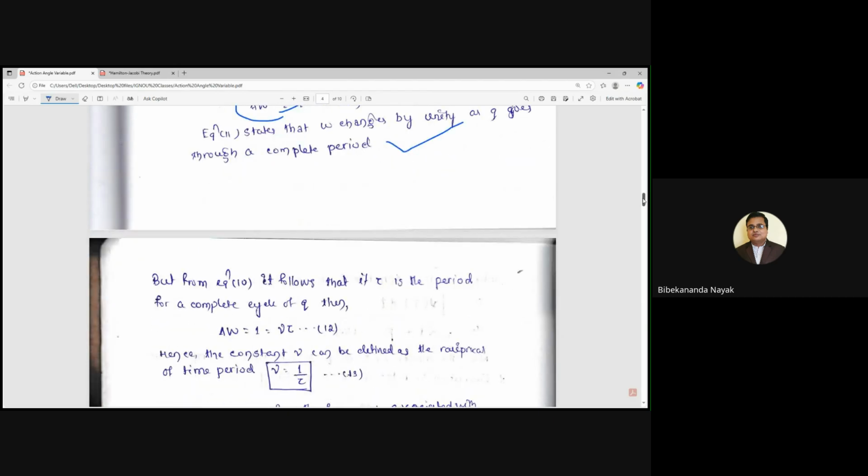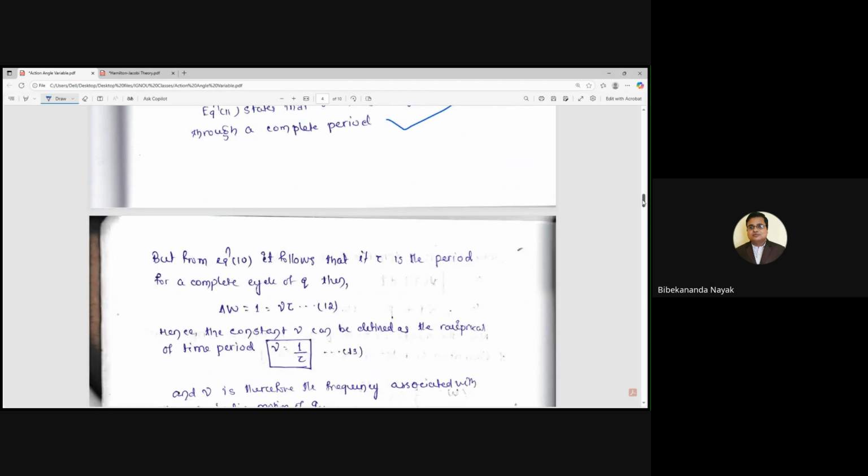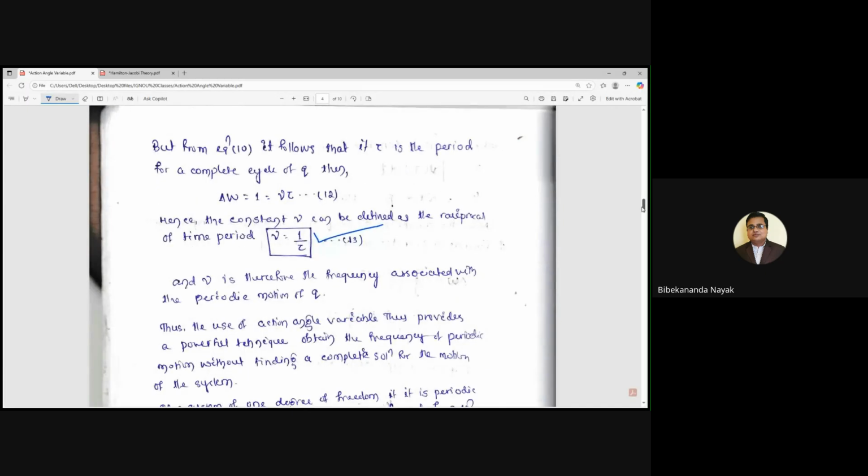This is the conclusion. So del w is equal to 1, but w is equal to nu into tau, the frequency times the time period. So from this equation we can say frequency is 1 by time period. You also know that relation from classical mechanics.